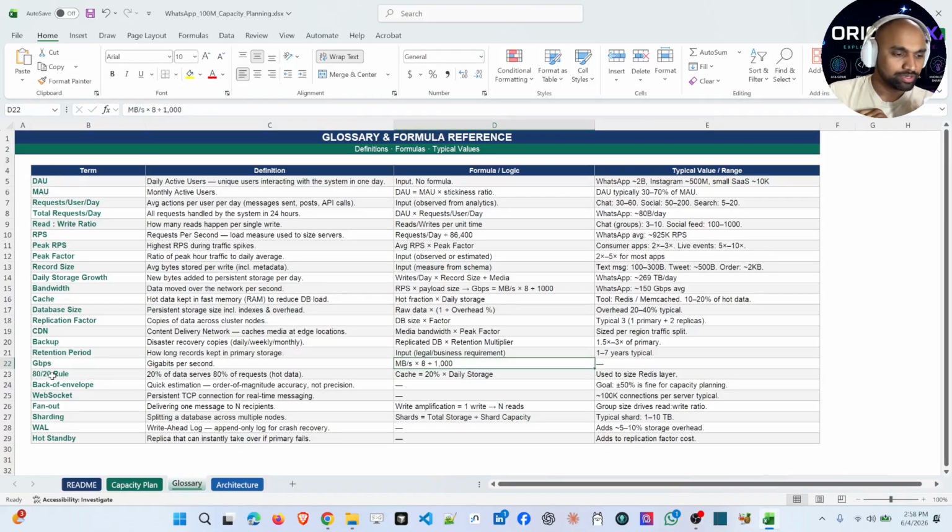Next, come to the 80-20 rule. What does it mean? 20% of the data serves 80% of the requests or traffic. That is what the 80-20 rule means, and we use it most of the time. That is where our cache calculation comes into the picture. Cache will be 20% of the daily storage used, for sizing the Redis server. This is a back-of-envelope, that is a quick estimation. It can be plus or minus 50%. That's a quick calculation, not the actual one.